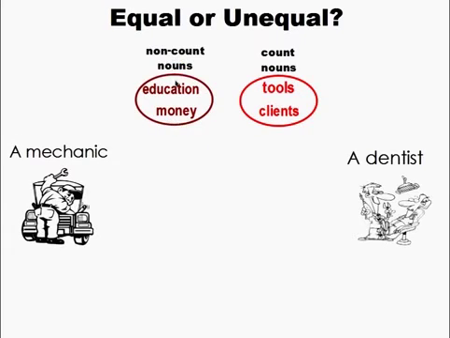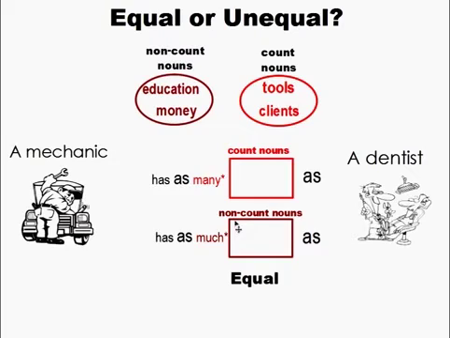Now, education and money are non-count nouns. That means I cannot count them. So I cannot say I have 1 education or 2 educations. No, I can't say that. So I can't count it. Money, same thing. I cannot count it. I can't say 10 monies. No, no, no. So these are non-count nouns, okay? And these are important when we compare, especially when we're saying they're equal or unequal.